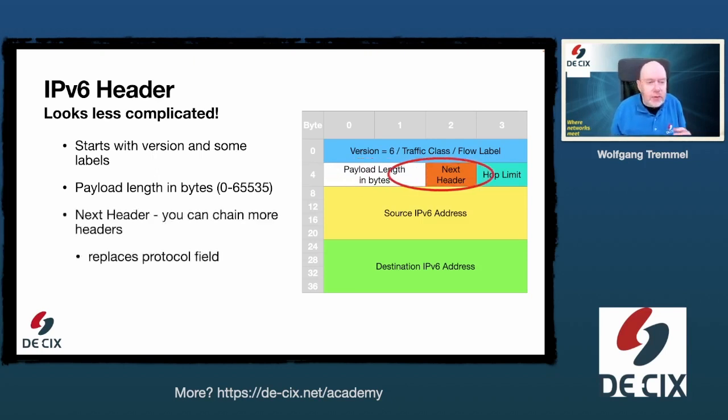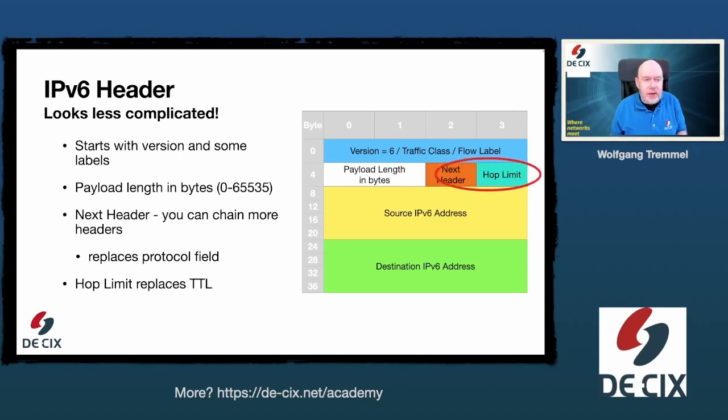Then we have the so-called next header field. This replaces the protocol field, and it points to the next header, tells you what kind of next header we have. And it doesn't have to be payload. It can also be an extension header. IPv6 allows extending the header with optional additional headers.